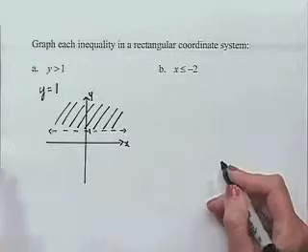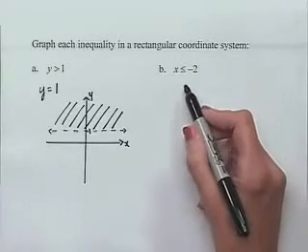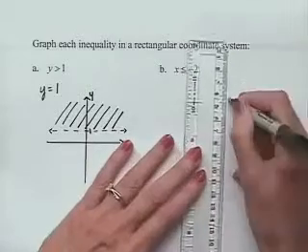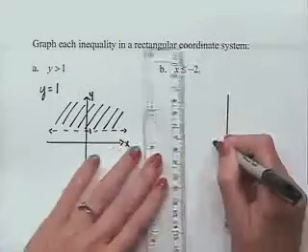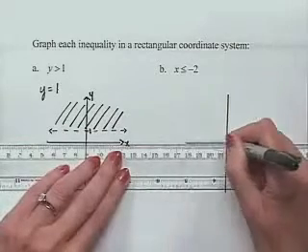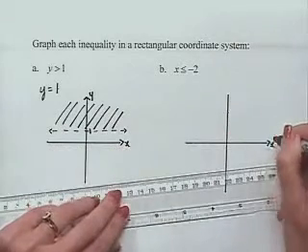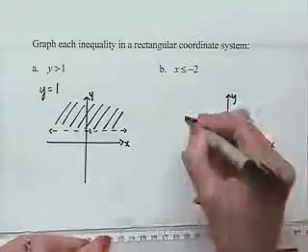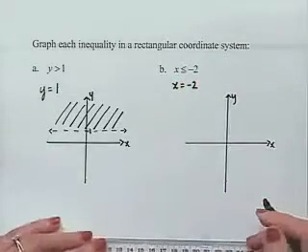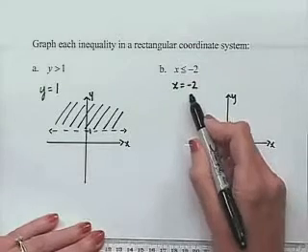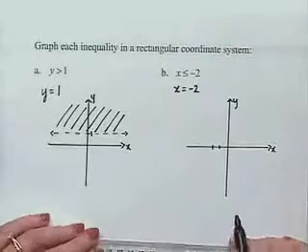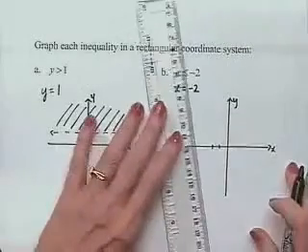Let's move to part B. We have x less than or equal to negative 2. We're going to begin with our xy plane. Let's look at our border, which would be the equation x equals negative 2. We want to recognize that as the vertical line where all of the x coordinates are going to be 2 units to the left of the y-axis.